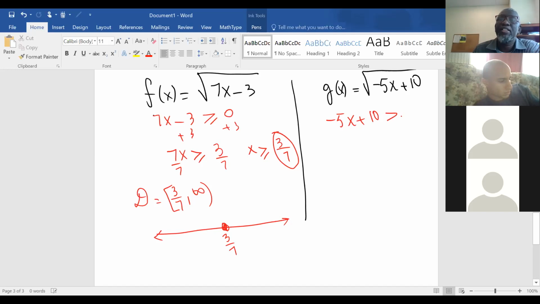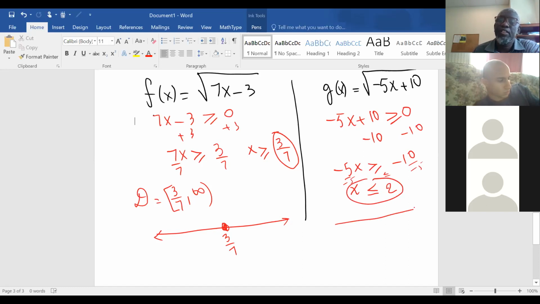Thank you. So when you said this greater than 0, you are right. When you subtract 10, we get negative 5x is greater than or equal to negative 10. But remember, when you divide by negative 5, what happens? We have to flip the inequality, right? Everybody remember that? When you divide by negative 5, you have to flip that. It's going to be x less than or equal to 2, which is the left part of 2, so which is negative infinity, 2 bracket, right?